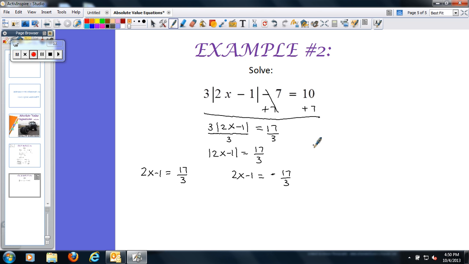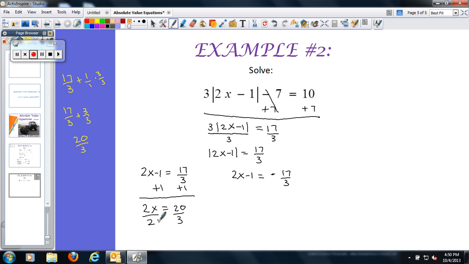And from here, you're going to solve for x. I'm going to add 1 to both sides. I get 2x equals, I'll do the extra work over here, 17 over 3 plus 1. We're going to put that over 1, which means you multiply this by 3 over 3. So you get 17 over 3 plus 3 over 3. 17 plus 3 is going to be 20 over 3, and this cannot be simplified.